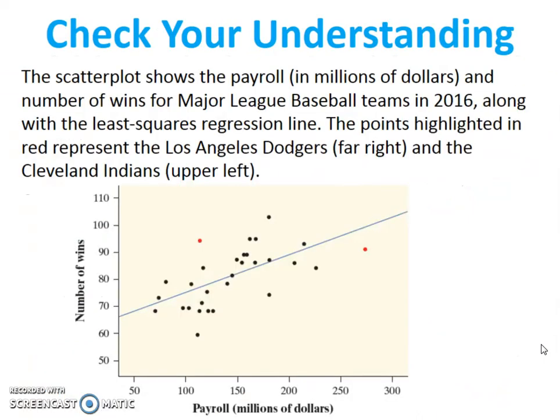So let's do an example. This is on your notes. The scatterplot shows the payroll in millions of dollars, wouldn't that be nice, and number of wins for Major League Baseball teams back in 2016, along with the least squares regression line. The points that are highlighted, so you can't see it on your paper because it's all black and white, but here, this is highlighted in red. The point highlighted in the far right is the LA Dodgers, and in the upper left is the Cleveland Indians.